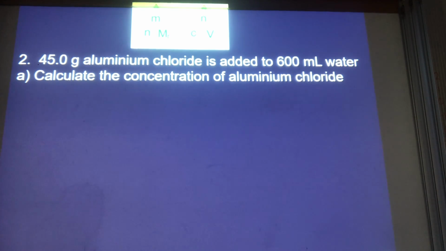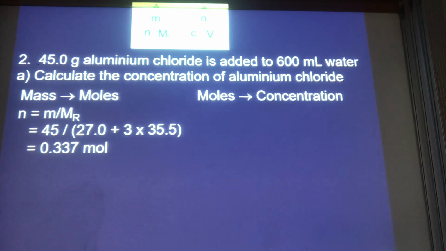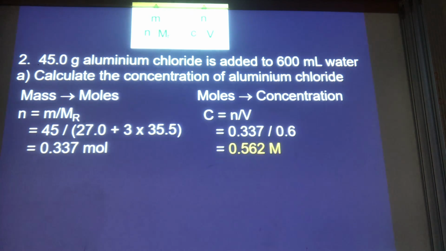Or we can go the other way around. We can start off with a mass, given the volume as well, we can work out the concentration. So mass to moles, first off, using the mass formula, N equals M over MR. Once we've got the number of moles, we've got the volume, we can work out the concentration. C equals N over V, etc. gives us our concentration.